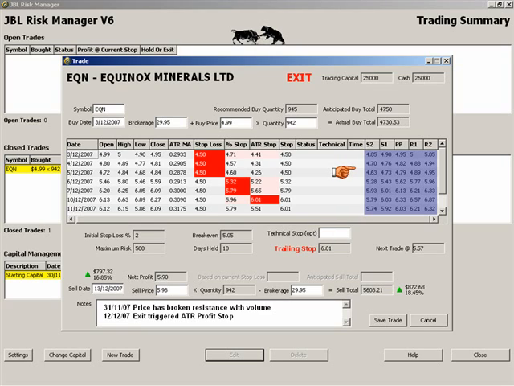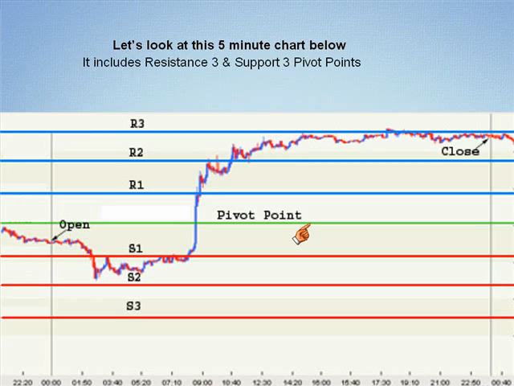The three most important pivot points are R1, S1 and the actual pivot point itself. The general idea behind trading pivot points is to look for a reversal or a break of R1, or resistance 1, or S1, support 1. Let me show you an example of a trading day.